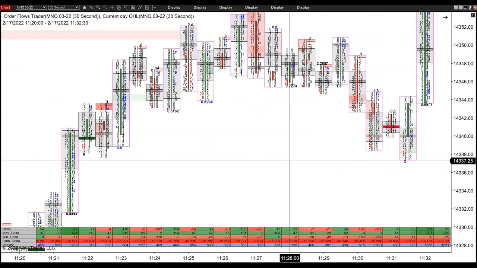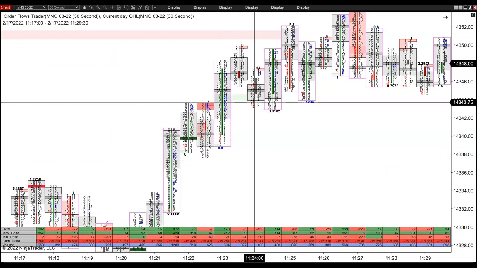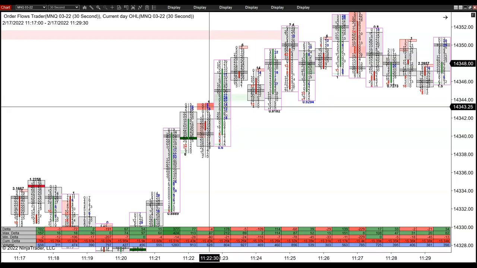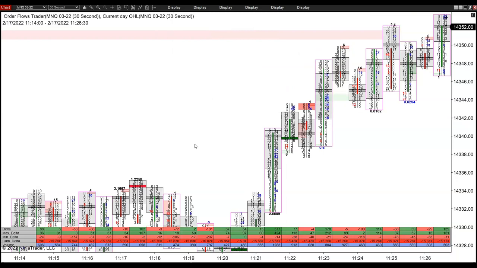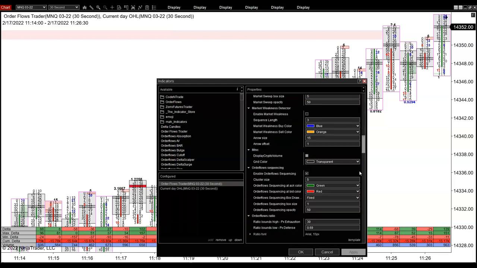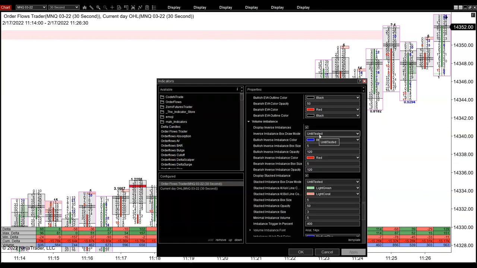Now again, this one got filled really quick. This one got filled really quick. Well, this is a stacked imbalance. You're looking for the dark colors. Now, with an inverse imbalance, I'll just take you through the settings here. Scroll down here. It's under volume imbalance. It's right here, until tested. It used to be fixed. Now we've added until tested. Now you could choose to display the stacked imbalance as well, until tested.